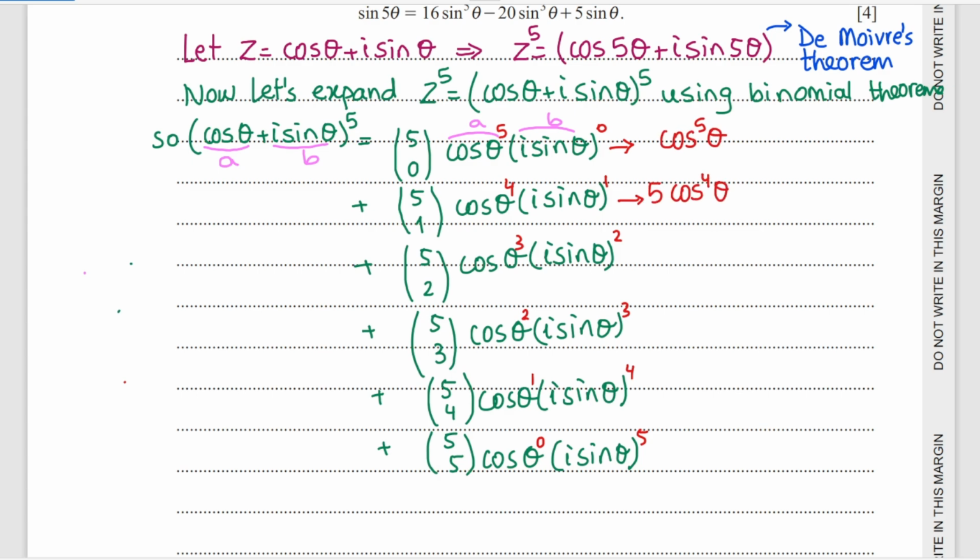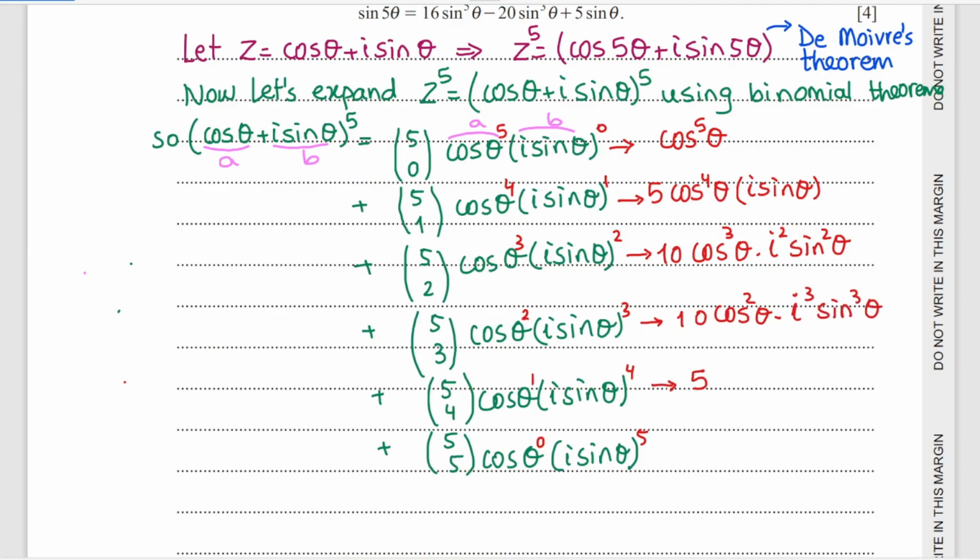So 5 cosine 4 theta times i sine theta. This is 10 cosine cubed theta times i squared sine squared theta. This is 10 cosine squared theta times i cubed sine cubed theta. This is 5 cosine theta times i to the 4 sine 4 theta. And this is simply i to the 5 times sine 5 theta.